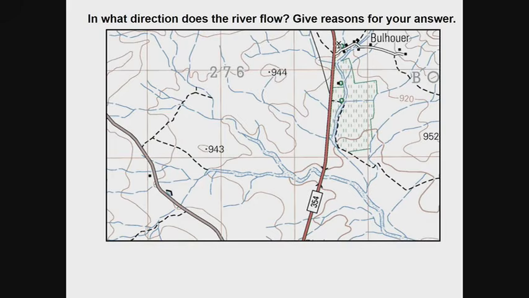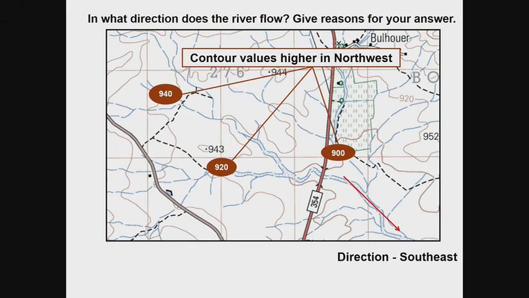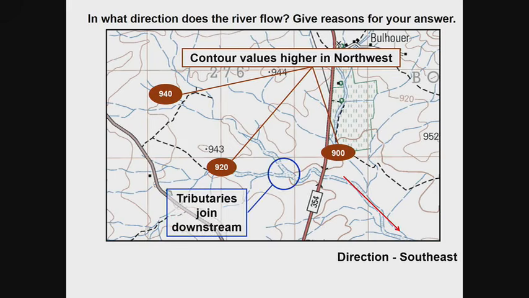In which direction does this river flow? Southeast. How do I know that? Look at the contour values. 940 in the northwest, 900 towards the east, so it's definitely flowing towards the southeast. Look at the tributaries. Can you see that there? Joining downstream. Contours are bending upstream.